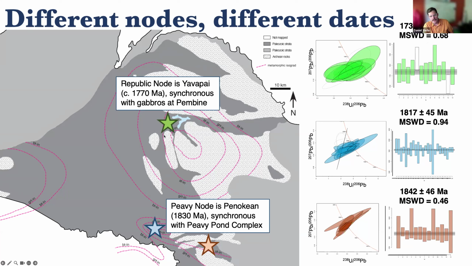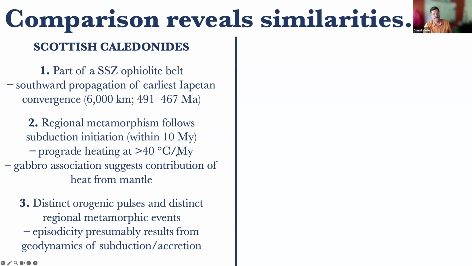For the Republic node, a staurolite grade sample that Shaprotic dated by uranium-lead monazite gave a significantly younger age. And so this 1770 Ma age is Yavapai in age and is the same as the gabbroic units that we found in Pembine, these intrusives. And so again, just like the Appalachian-Caledonian system, we have metamorphic episodicity, whereby we have multiple events recorded within the region. So the comparison reveals some similarities.